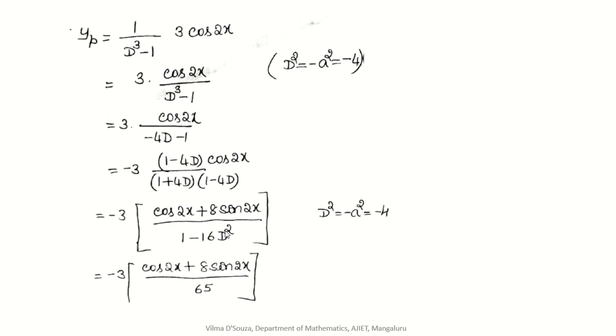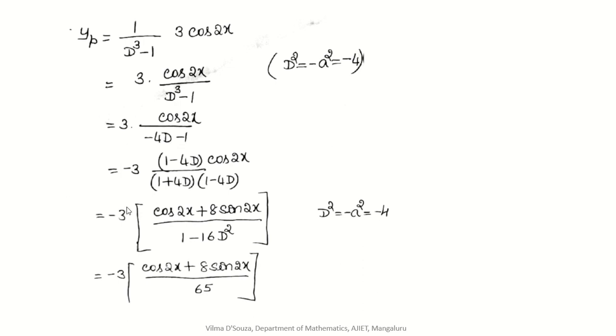Now what are we substituting here? D square is minus 4. Substitute and see how much you get. Minus 3 into cos 2x plus 8 sin 2x divided by 1 minus 16 into minus 4. That comes as 65. So this is your yp.